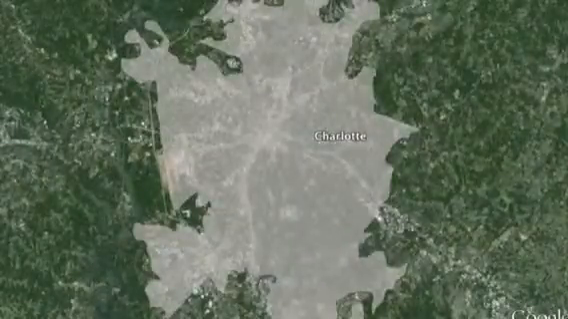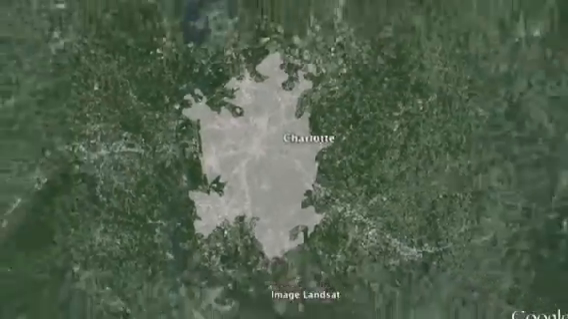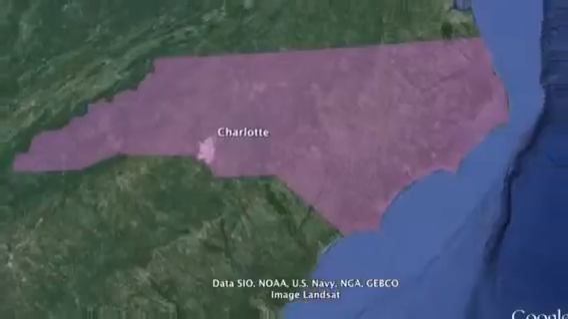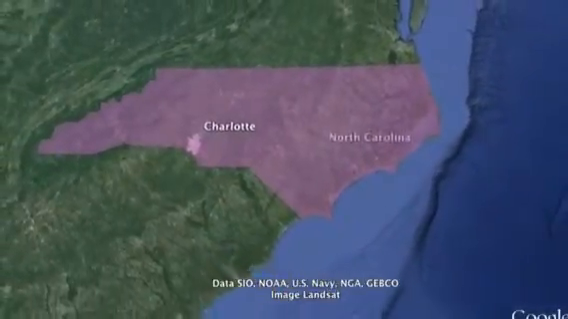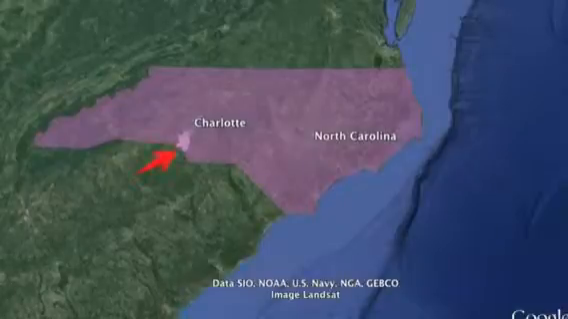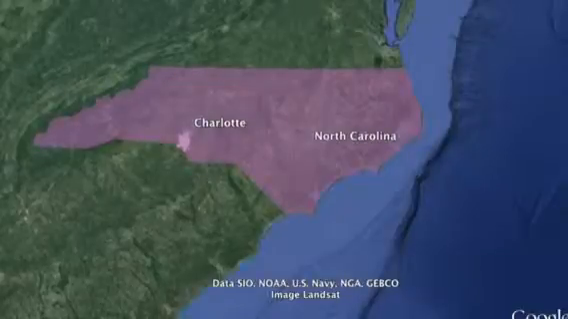Next, let's look at North Carolina. Let's fly in or fly out to see where in North Carolina Charlotte is. And you can see it. Right here is Charlotte, and the rest of it is North Carolina. There are some landmarks that we're going to visit.